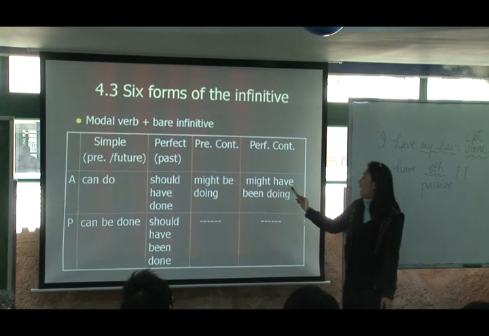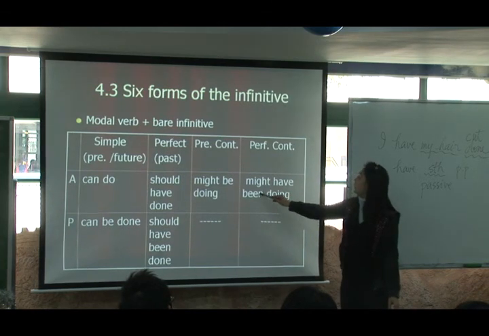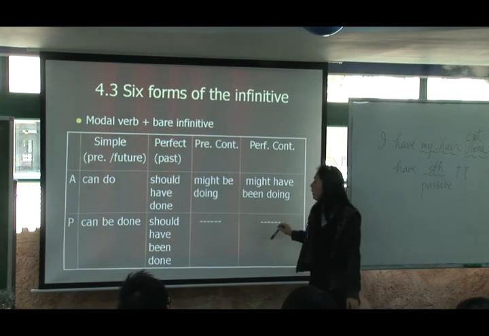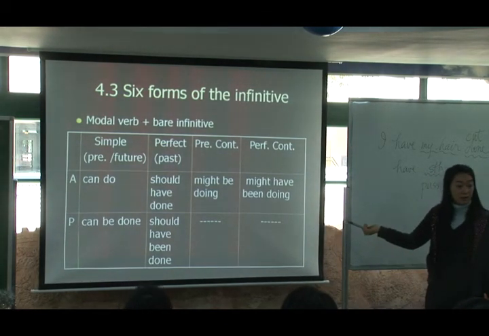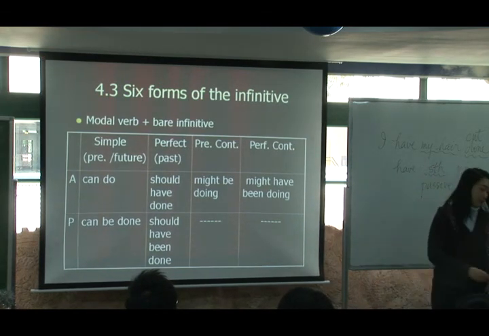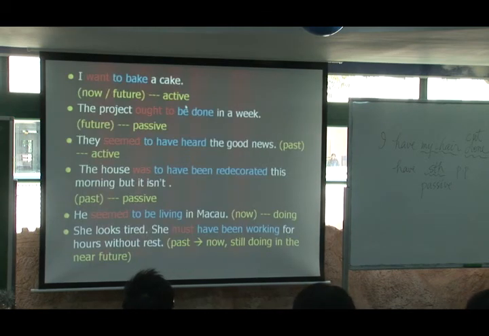Perfect continuous: might have been doing. This part, have been, is perfect. This one is continuous. Can you see these two boxes? No passive form. Okay, after these sentences, we take another short break. Every case I showed you once.